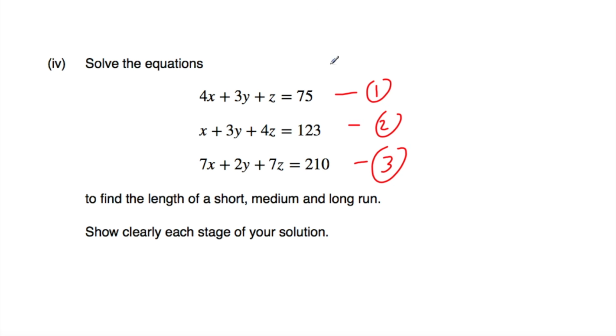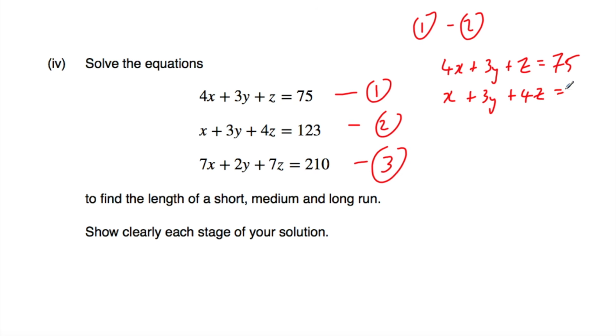Okay, so let's do equation 1 subtract equation 2 to eliminate the y's. So equation 1 is 4x plus 3y plus z equals 75. And equation 2 is x plus 3y plus 4z equals 123. Actually, looking at this with hindsight, perhaps I would have done equation 2 take away equation 1, but it doesn't really matter. So I'm just going to do it this way, but I could have done it the other way around. It's really up to you. Okay, so let's take these away and see what we get.